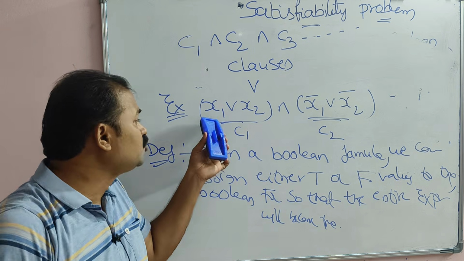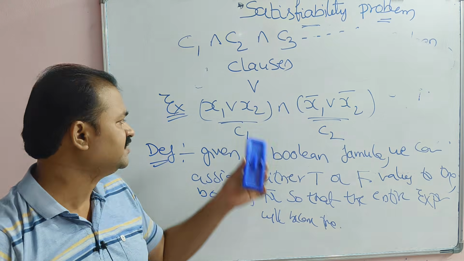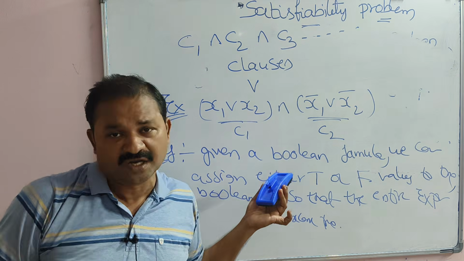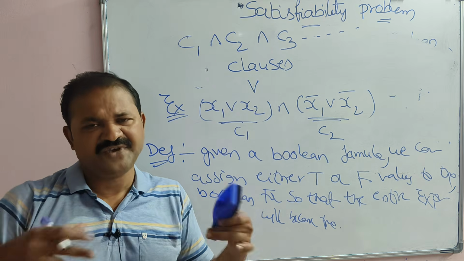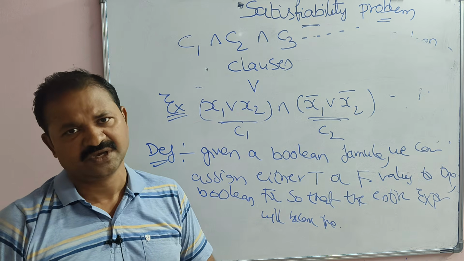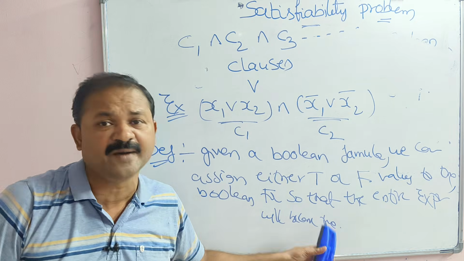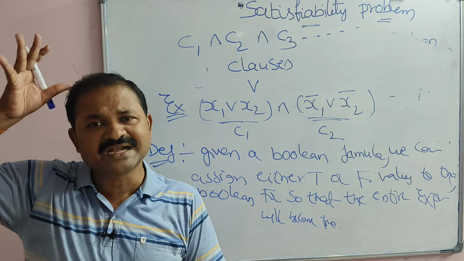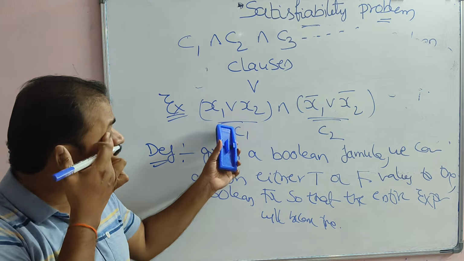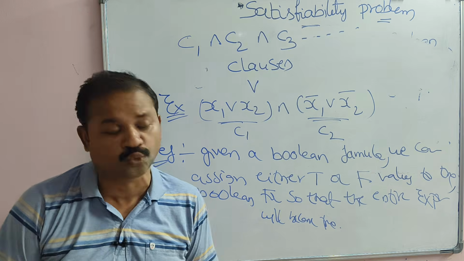Let x1 equal true, then x1 bar will become false. Let x2 equal false, then x2 bar will become true. It is our choice. We can assign either true or false, but the result of the whole expression has to become true. So satisfiability problem means the result of the whole Boolean formula or Boolean expression has to become true.